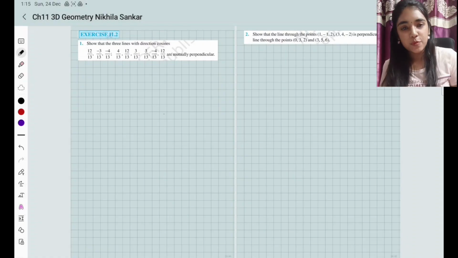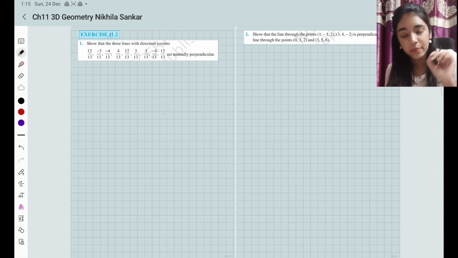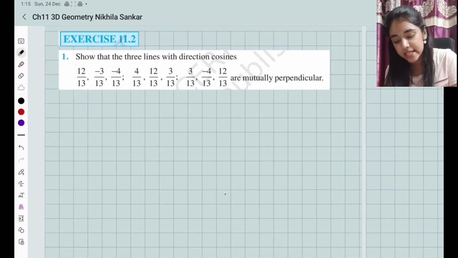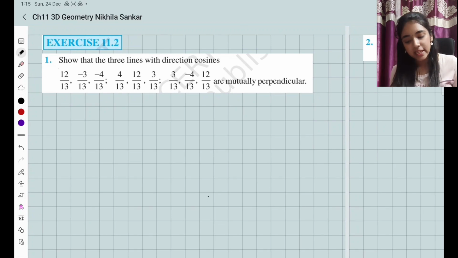So இவ்வளவு நேரம் எக்ஸாம்பிள் சம்ஸ் போட்டாச்சு. எக்ஸாம்பிளும் போய் ஒர்க் அவுட் பண்ணி பாருங்க. அப்பதான் எக்ஸசைஸ் ஈஸியா போட முடியும். ஓகே, எக்ஸசைஸ் 11.2. Show that the three lines with direction cosines are mutually perpendicular.